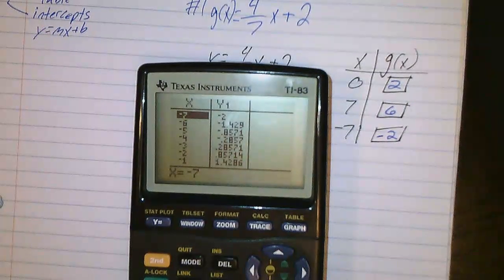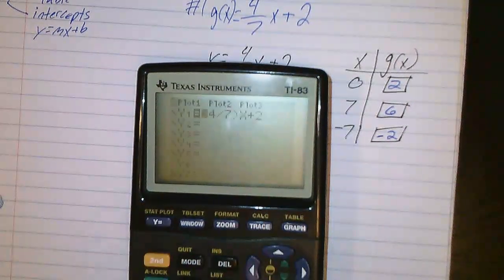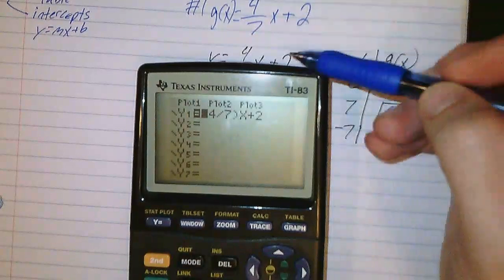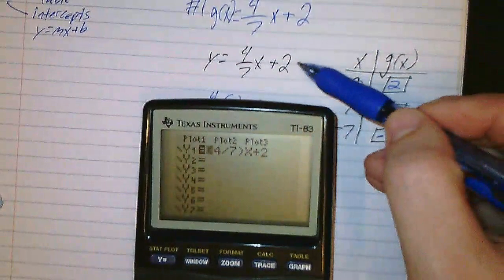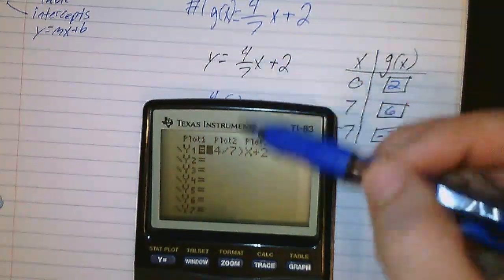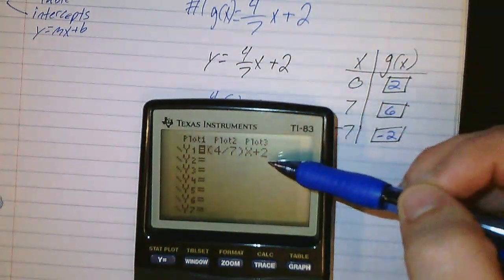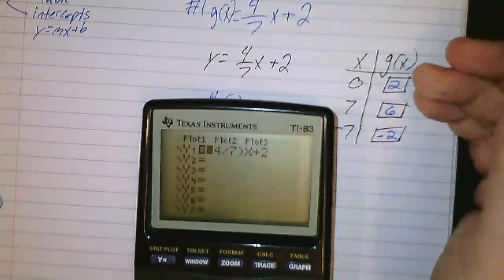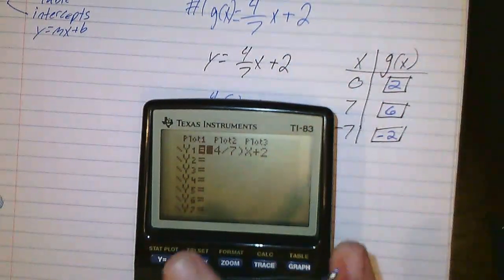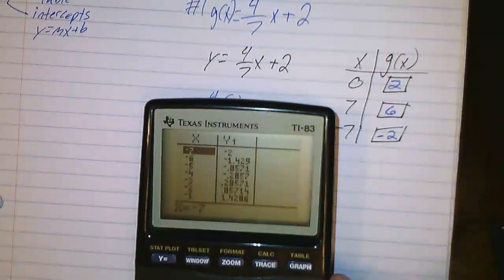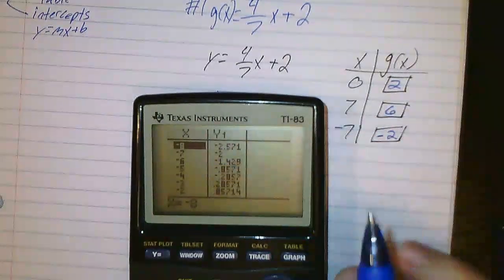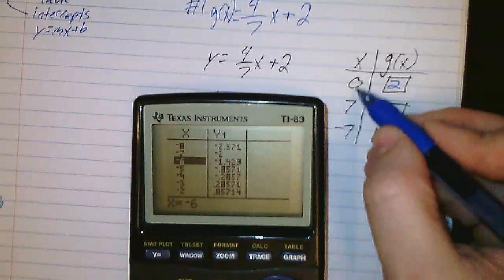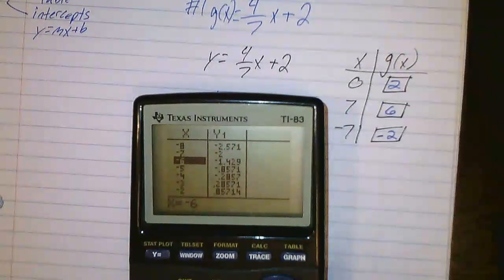So, again, we go to y equals. We have to be solved for y, and I'll talk about that in a next example. But I type 4 over 7x and then plus 2. And I hit second graph to pull up the table. And then we just scroll up and down along the x column until we find these values.